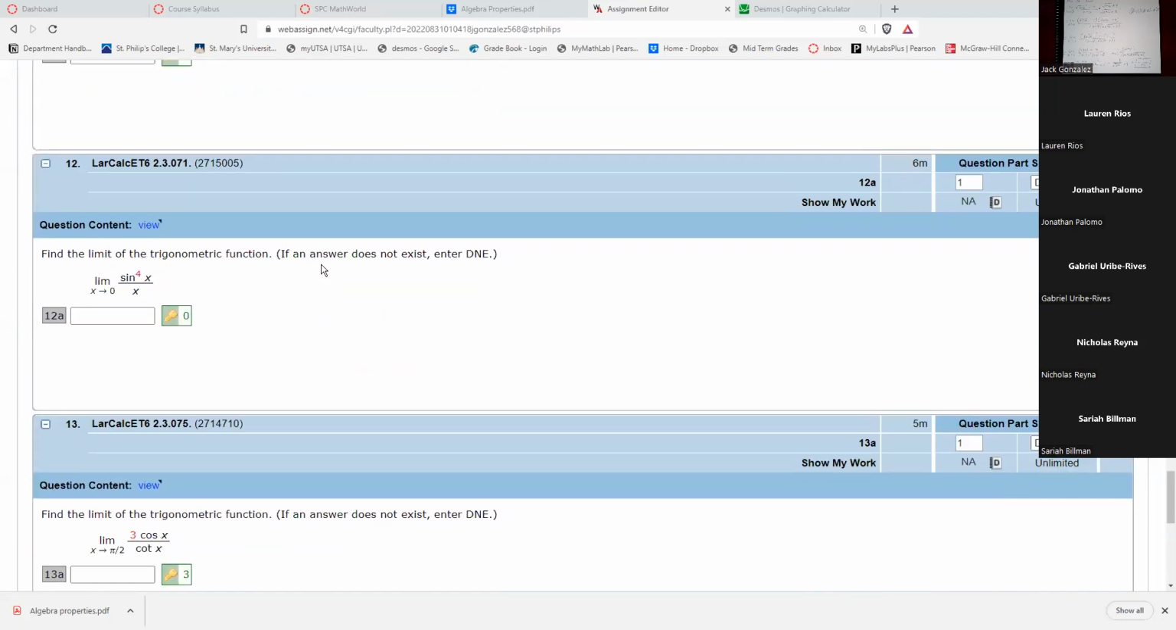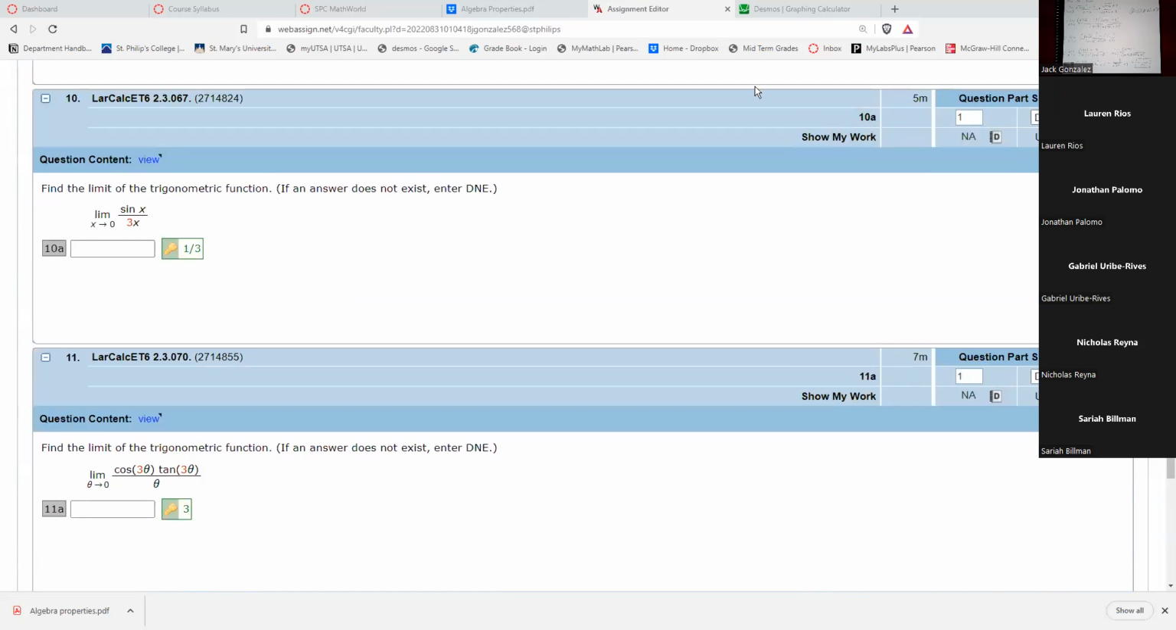Number 10, 11, and 12 are formulas from your book. So basically, there's a formula that says when you take the limit of sine x over x as x goes to 0, this will go to 1. And you can prove this by using the squeeze theorem or the sandwich theorem. But if you just remember this fact, you can solve these questions.